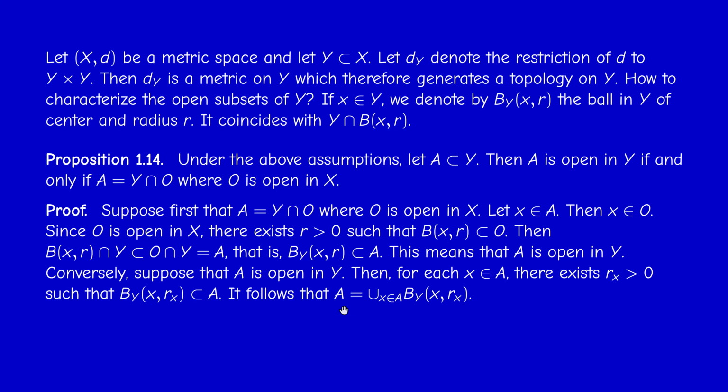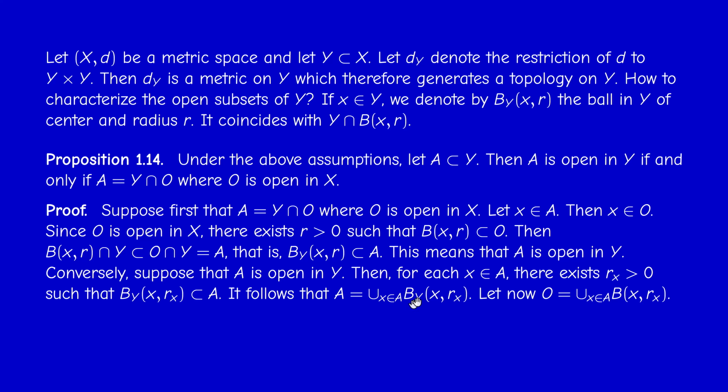And now conversely, let us take an element in capital A, call it small a. If small a is in capital A, then we can write that small a belongs to B_Y(a, r_a). So small a is in some of these balls, so it's in the union. So, double inclusion. Okay, fine. And now take O to be the union of all balls in the bigger space. Here we have to distinguish between B sub Y and just B. So O and A are not the same thing.